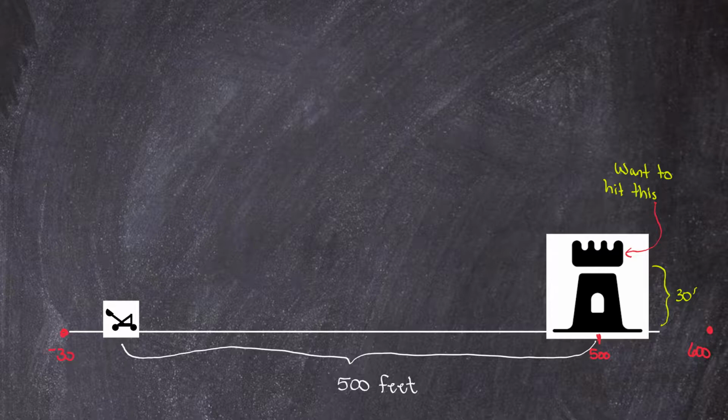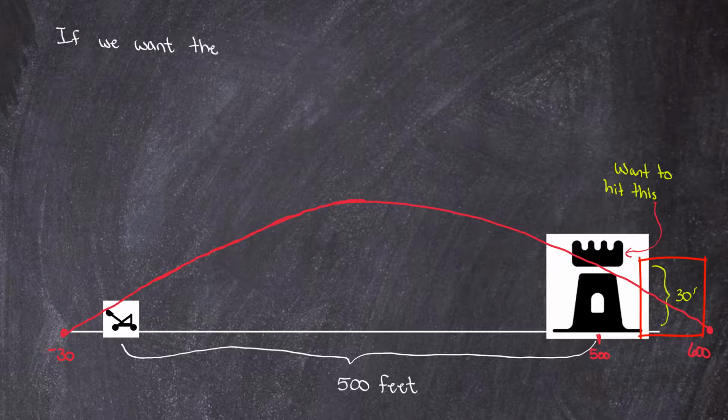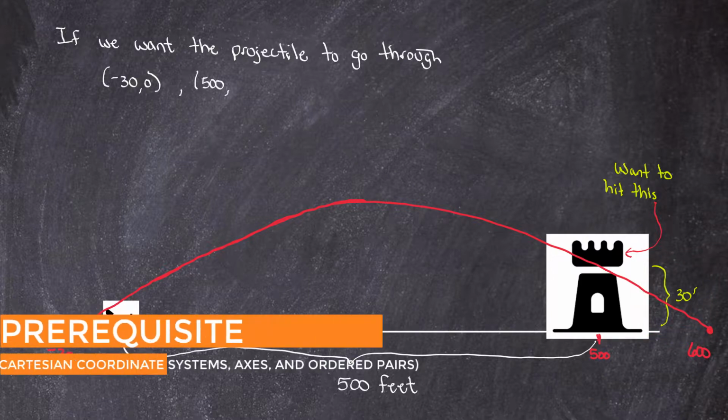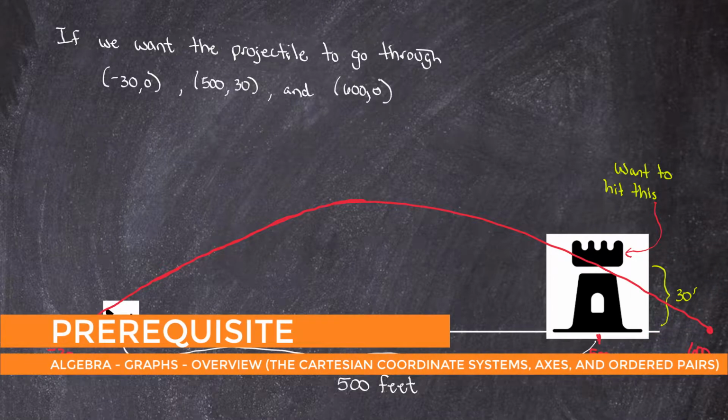Finally, let's suppose we have someone with a spyglass who estimates that the battlement on top of the castle wall is 30 feet above ground level. Remember, we want to hit that battlement, and the castle wall is 500 feet away, so this means we need the projectile to be at a height of 30 feet when it is 500 feet away.